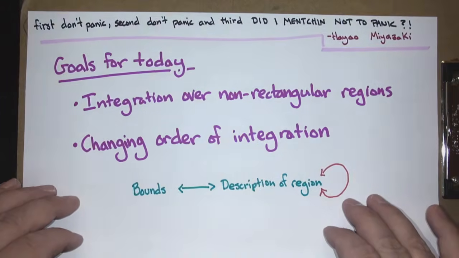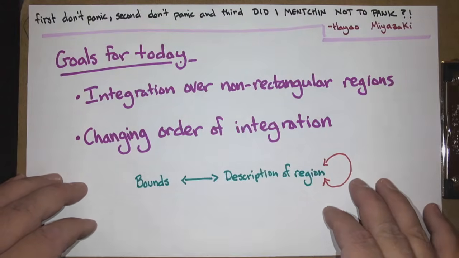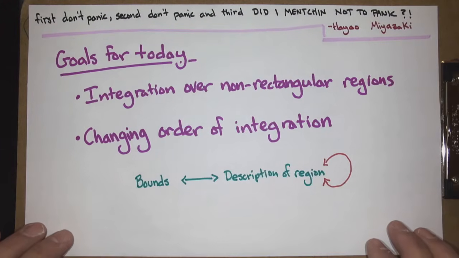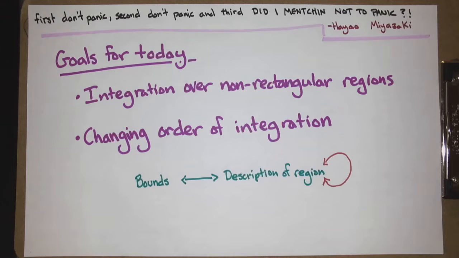Thought for today, from a story by Hayao Miyazaki, who wrote Kiki's Delivery Service, I believe is the name. And this is a quote: First, don't panic. Second, don't panic. And third, did I mention not to panic? And I think this is partly in response to the fact that we have an exam coming up. Don't panic. That's not going to help you. Put in the time and the energy.